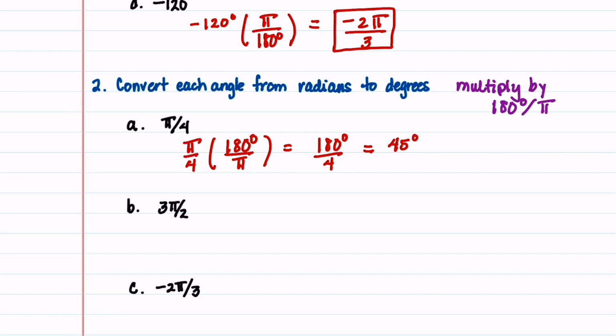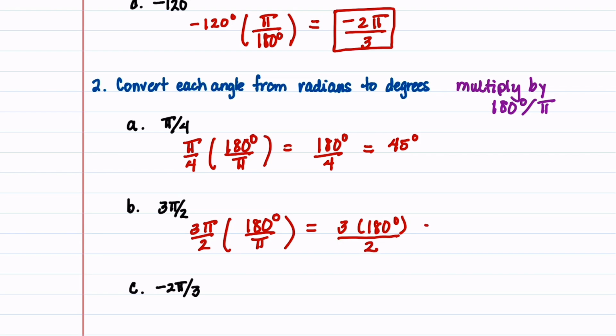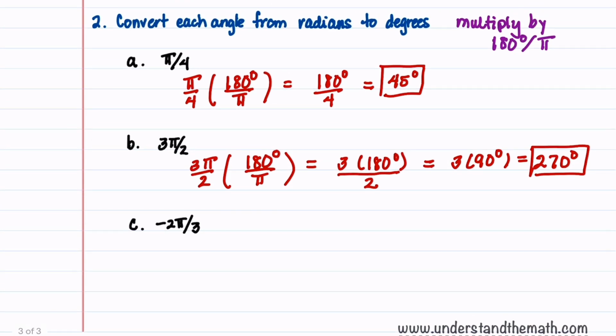Our next one is 3 pi over 2. So we take 3 pi over 2, multiply by 180 degrees over pi. The pi's will cancel. So we end up with 3 times 180, all divided by 2. 2 goes into 180 90 times. So we have 3 times 90. Which leaves us with 270 degrees. And we'll box that answer, and I just realized I didn't box the 45, so let's go back and box that.